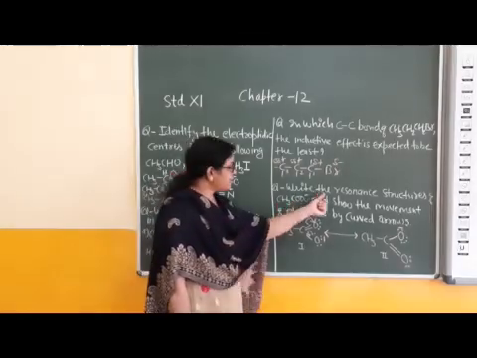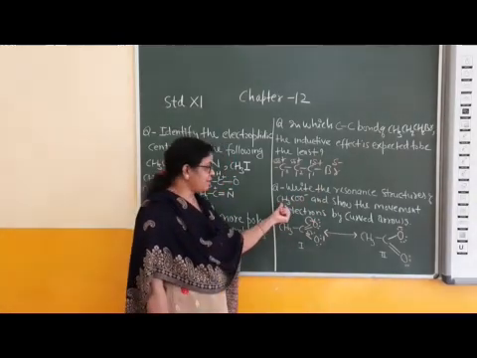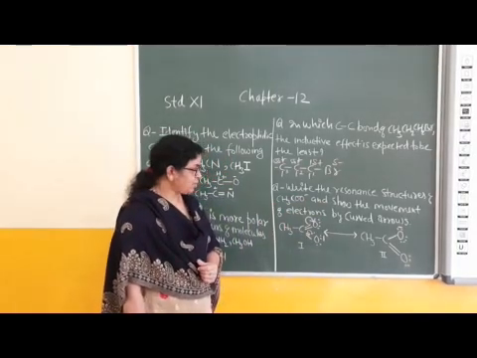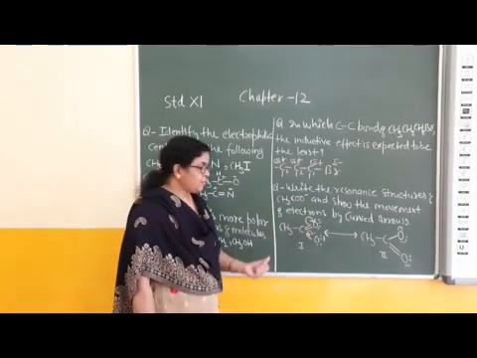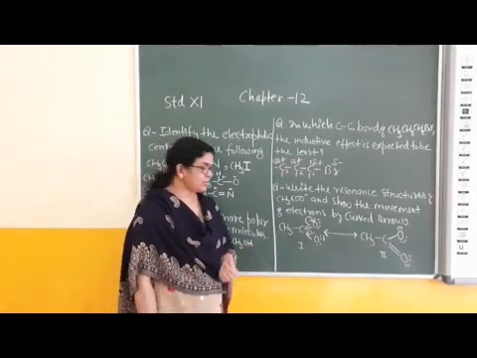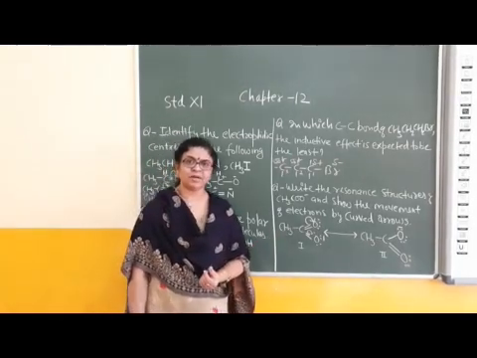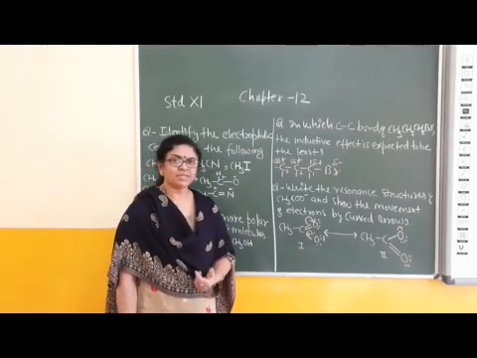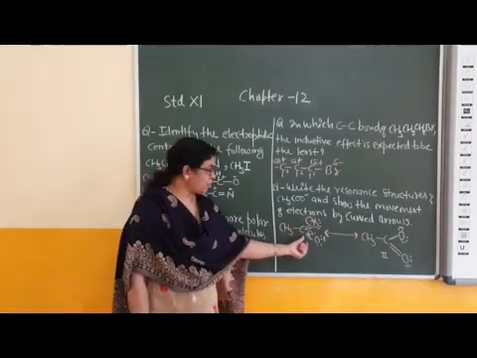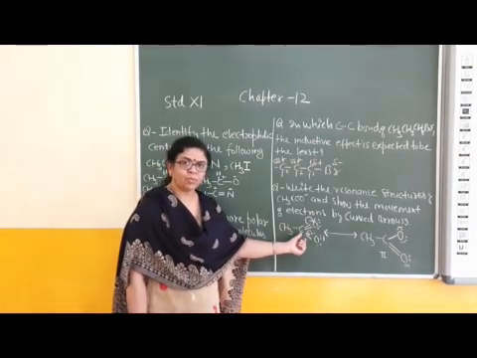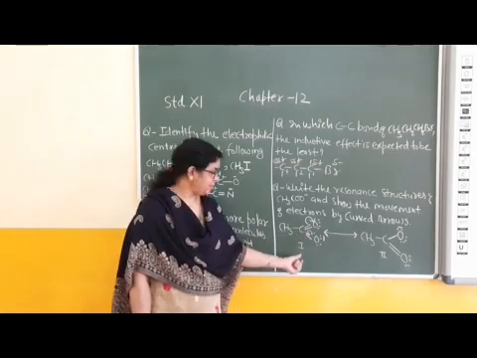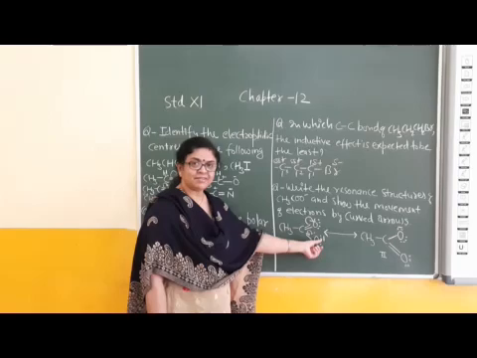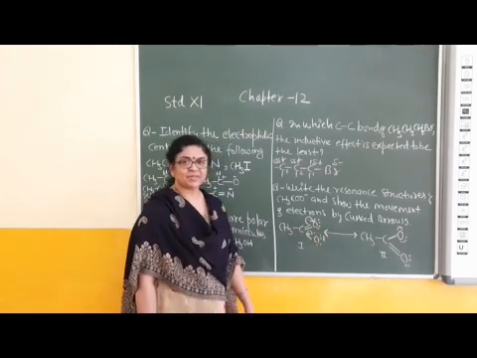Next one. Write the resonance structures of acetate ion and show the movement of electrons by curved arrows. Right? Shifting of electrons is always shown by curved arrow, right? Either in resonance or in any reaction mechanism. This is the bonding structure of COO minus group, right? Now pi bond is present here, negative charge is present here, lone pair of electrons are present.